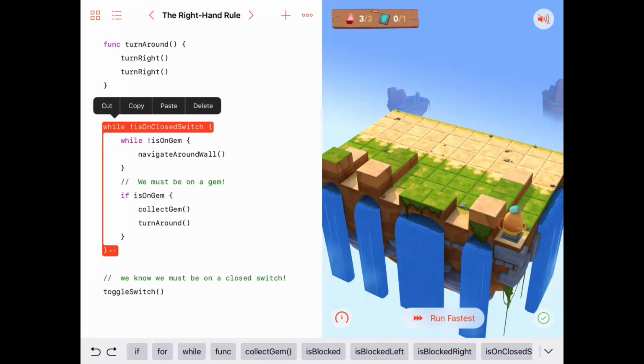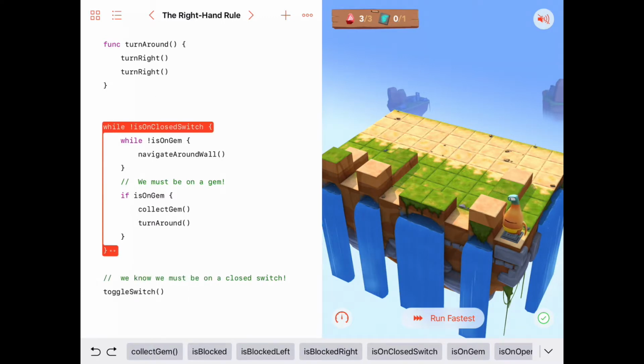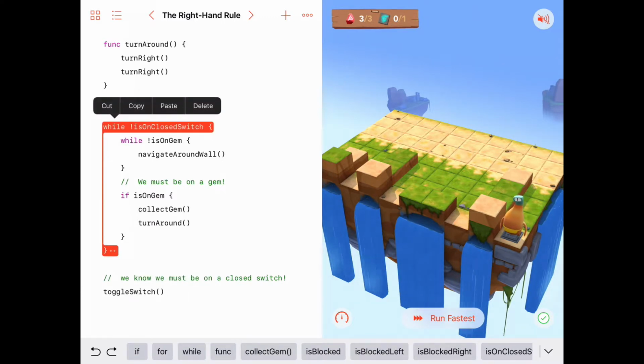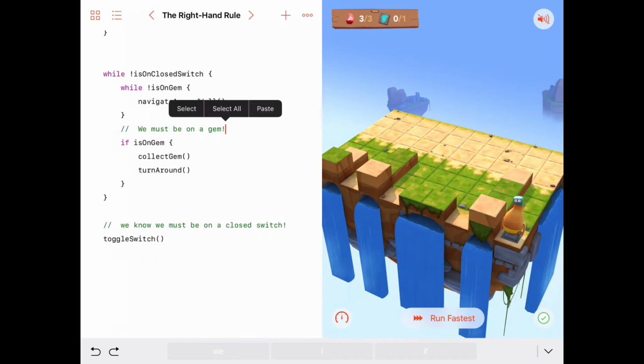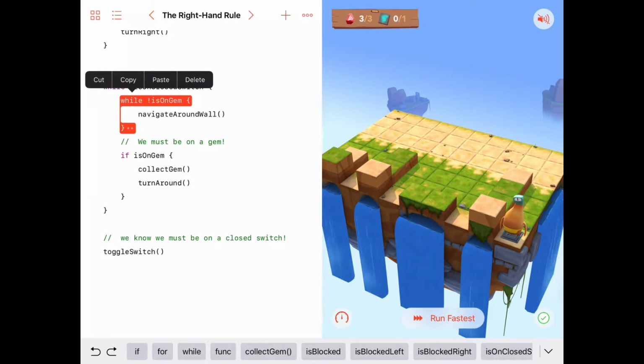And I like this because he's on the closed switch right now, so when he found himself on this closed switch, he should have left this while loop and come down here and toggled it. The problem is he never got to the while loop here to check on this iteration if he was on the closed switch. So something must have happened in here where he got trapped in here and never asked if he was on a closed switch or not. So let's think about this a little bit.